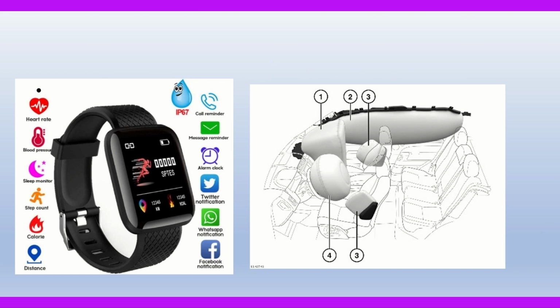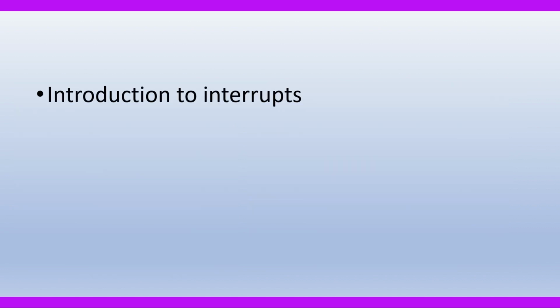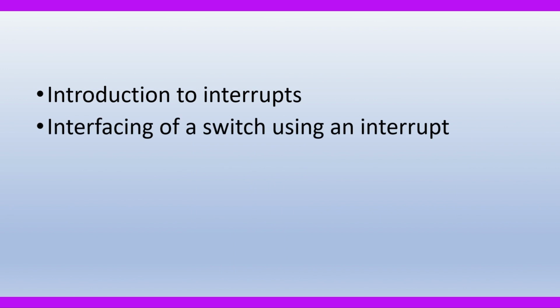In an embedded system, timing is everything, from sensors in your smartwatches to airbags in a car. Devices must respond instantaneously to the world around them. In this video, we'll explore how interrupts work in an embedded system, why they are essential, and how they make real-time responsiveness possible. We will explore an introduction to interrupts, interfacing of a switch using an interrupt, and how to write an ISR.